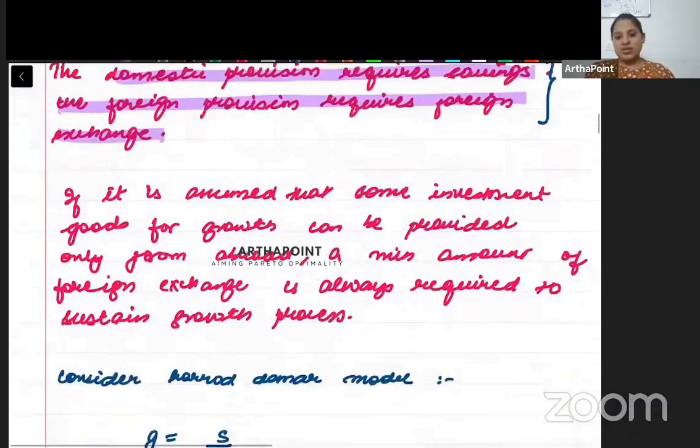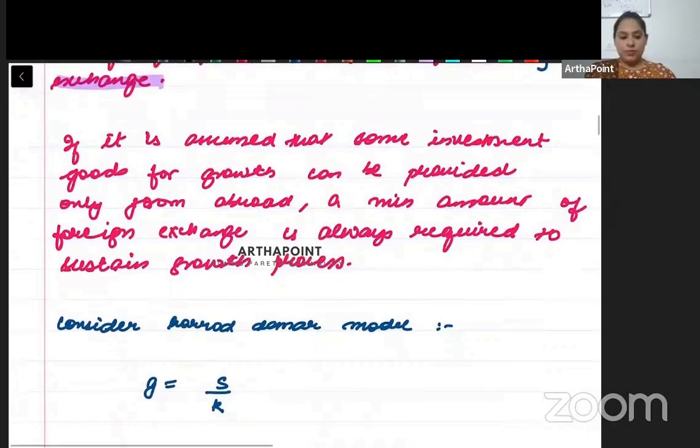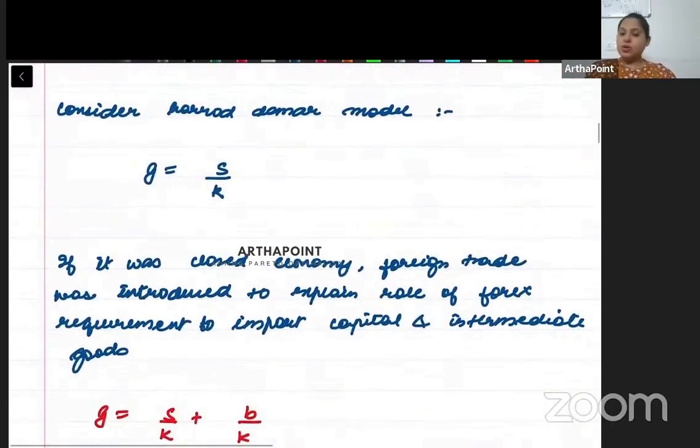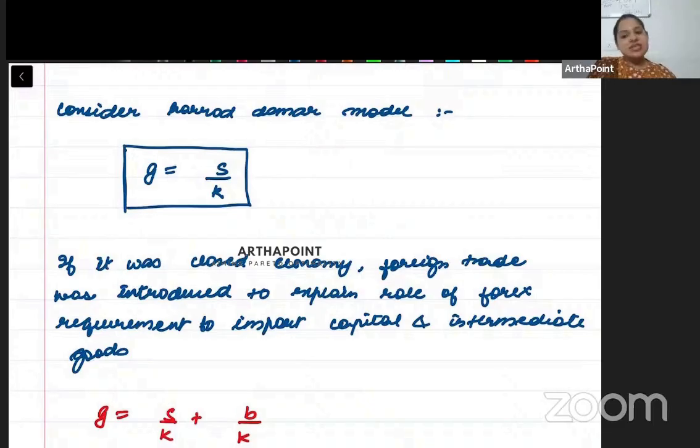Now, let's go one step ahead. Now, just think about the Harrod-Doman model. आज तक जो Harrod-Doman model हमने पढ़ा था, whatever Harrod-Doman model we have studied was this. This Harrod-Doman model stated G is equal to S by K, where S is the savings rate, G is the growth rate, K is the capital output ratio. This is the Harrod-Doman model that we have studied till now. This was the closed economy Harrod-Doman model.